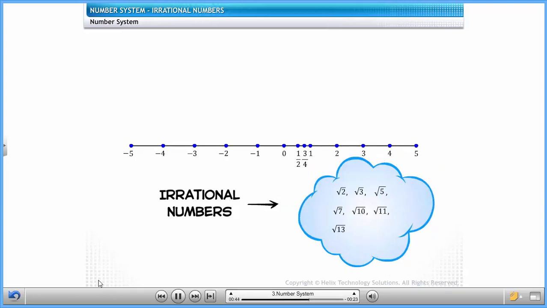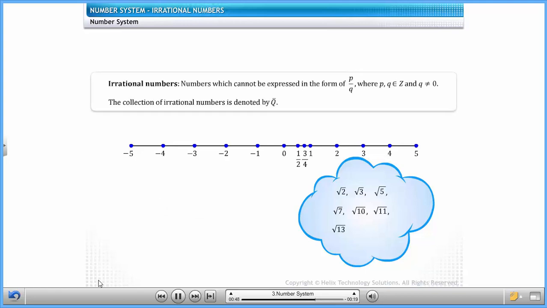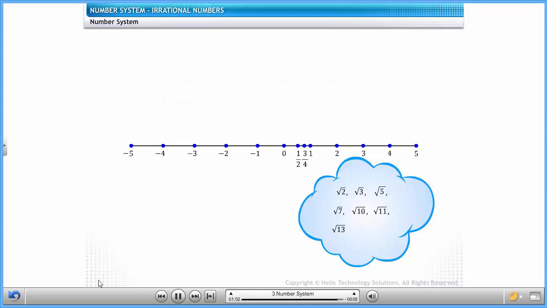Let's read out the formal definition of irrational numbers. Numbers which cannot be expressed in the form of p upon q, where p and q are integers and q is not equal to 0, are called irrational numbers. The collection of irrational numbers is denoted with Q bar. Next, let's see where these numbers can be placed on the number line.